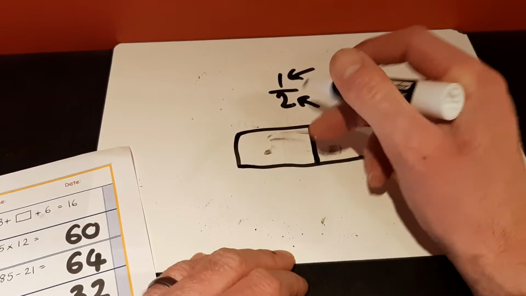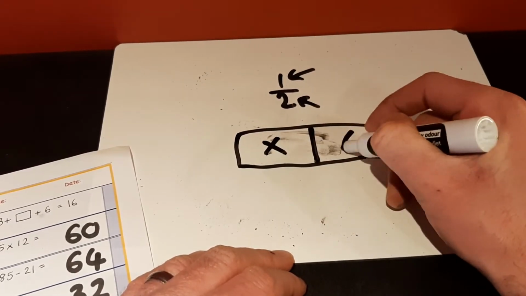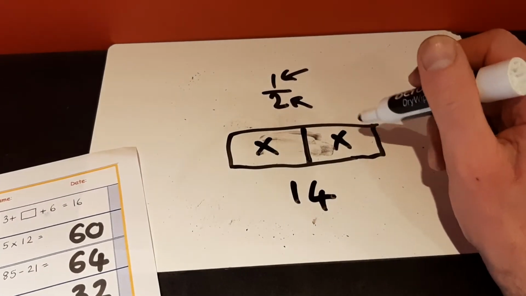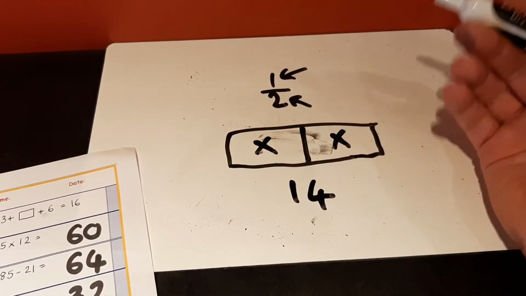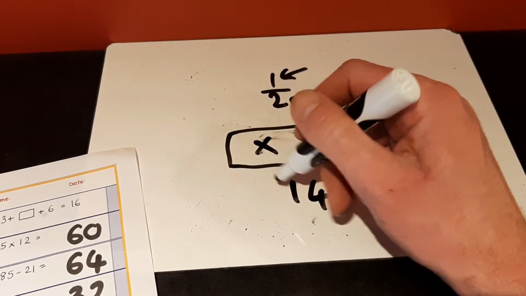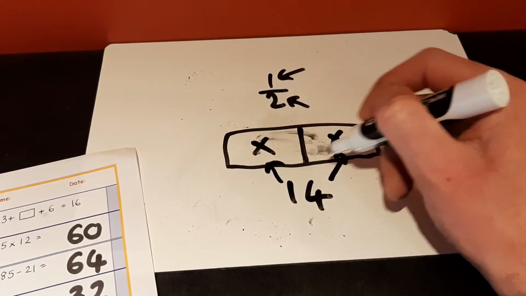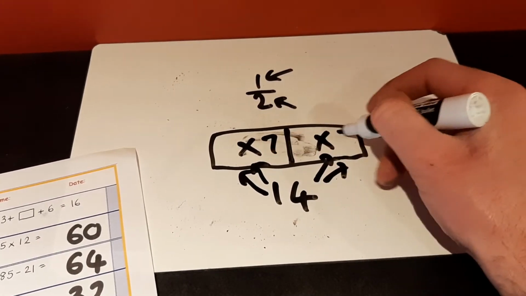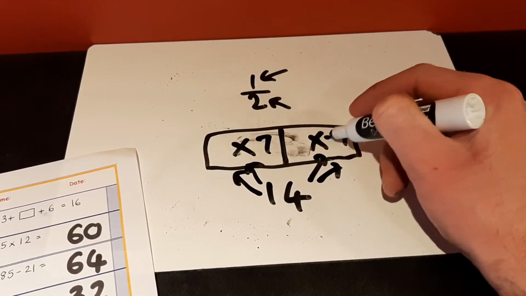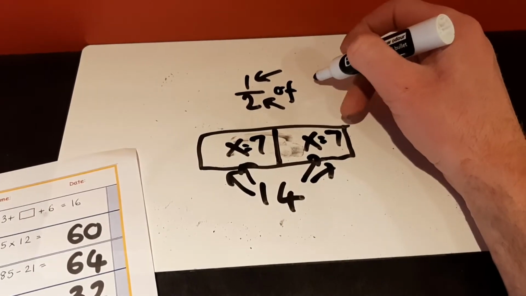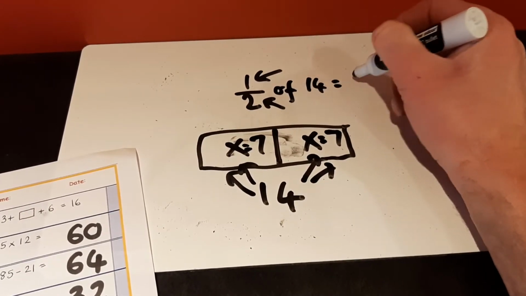Small introduction to algebra here. You can have a number x and a number x here equals 14. Both of these numbers need to be the same if it's shared equally. Trial and improvement might work, or you could get 14 counters and start showing them equally between the 2 bricks until eventually you'd have 7 counters there and 7 counters there. So a half of 14 equals 7.